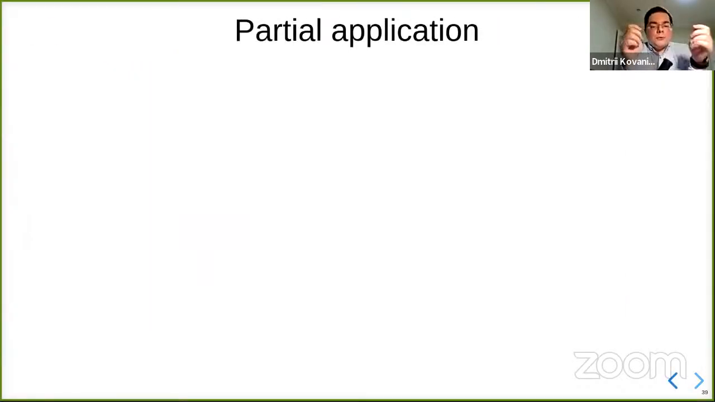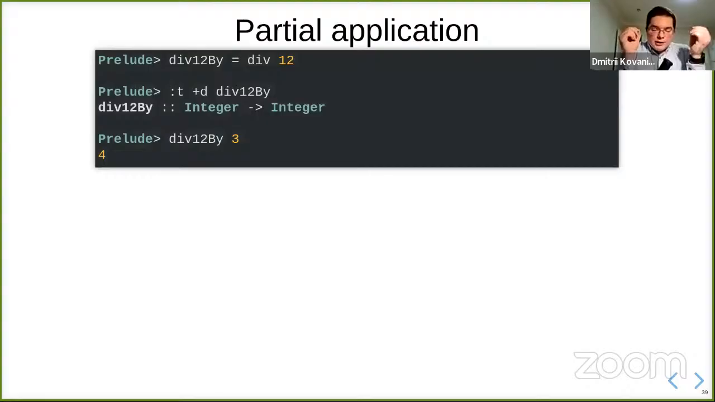So a cool thing in Haskell is that functions can actually be partially applied. Let's create a variable div12by, which is div applied to 12. And we know div, if we check the type of div, is a function from integer and integer to another integer. It takes 2 integers. But if we now check the type of div12by, we see it's now a function from integer to integer. We applied the function to one number and we get another function as a result.